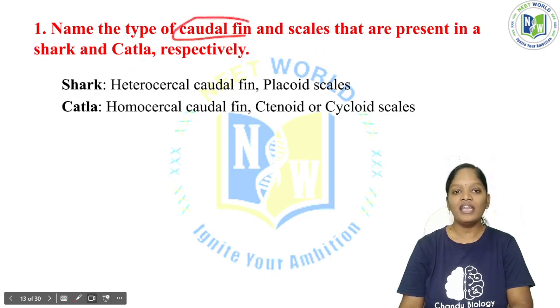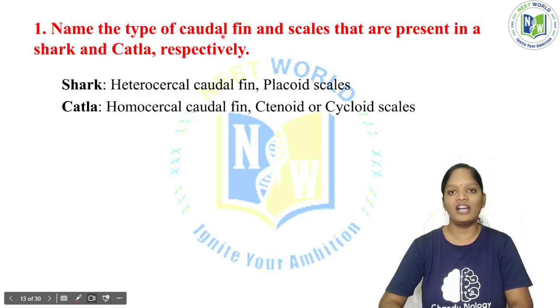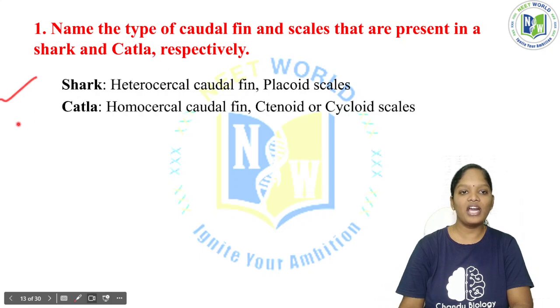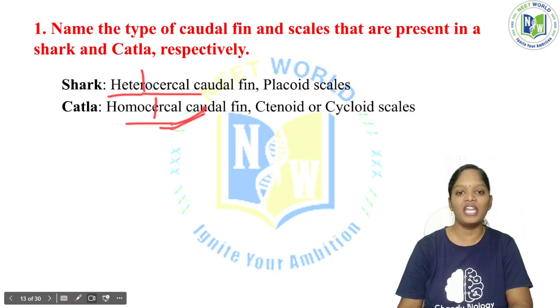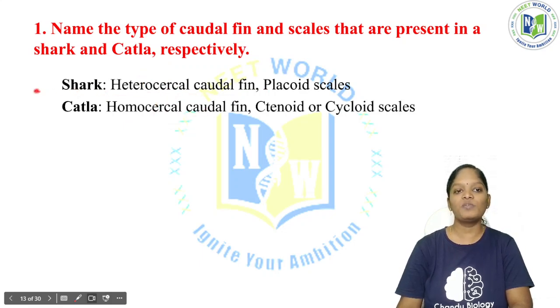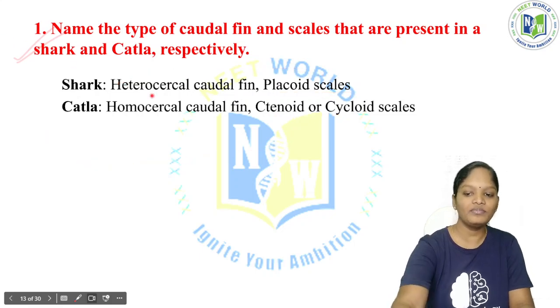See here, caudal fin means the fin which is present in the tail region is called a caudal fin. Okay, so in case of shark and the catla, the caudal fin will be heterocercal and here it will be homocercal. The word hetero means different, homo means same, so here it will be different, here it will be the same caudal fin. And the scales which are present in the shark and the catla: placoid scales will be seen in the shark, and ctenoid or cycloid scales will be present in the catla. Okay, so this is also an important question.